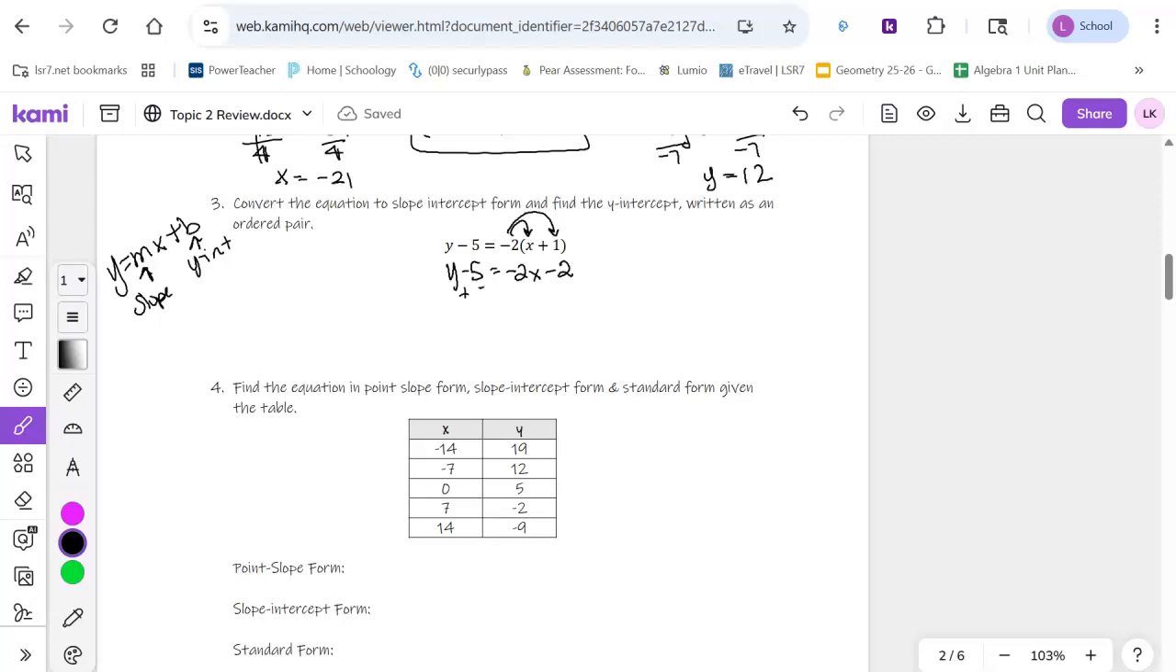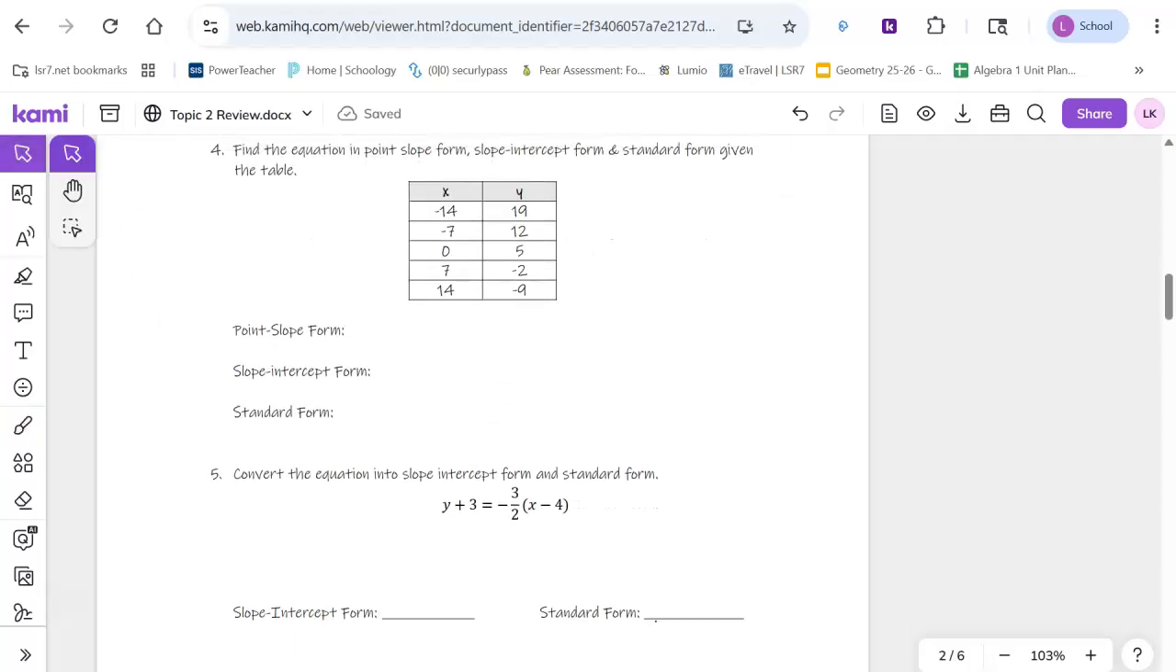And I'm going to add 5 to both sides. So y equals negative 2x plus 3. So my slope is negative 2 and my y-intercept is 3. It says to write my y-intercept as an ordered pair. So that means I would have 0, 3.